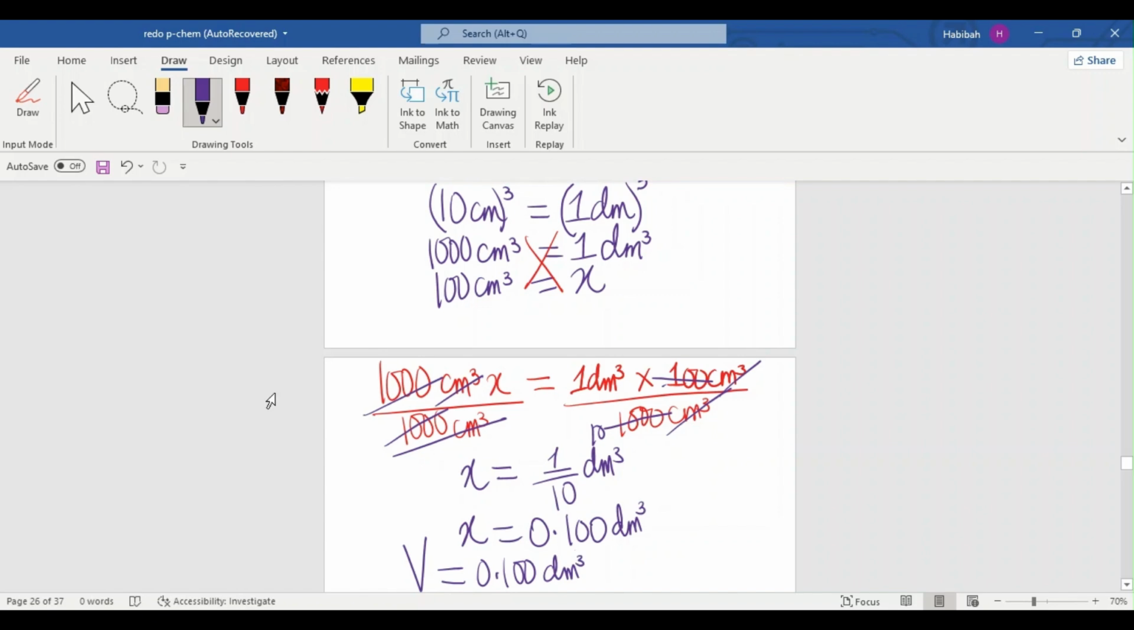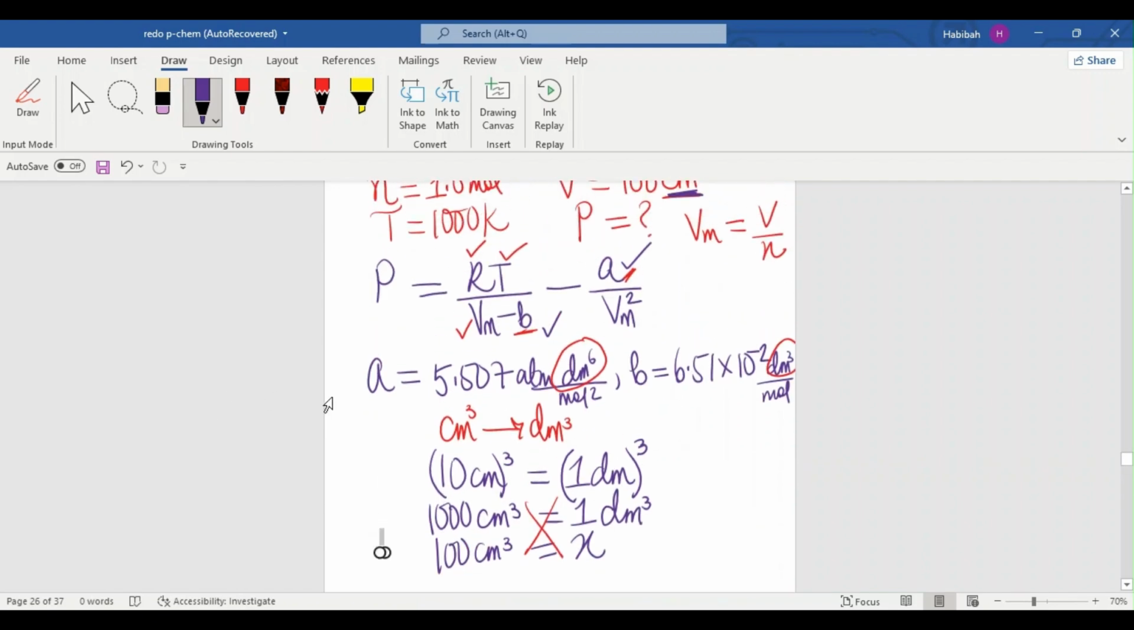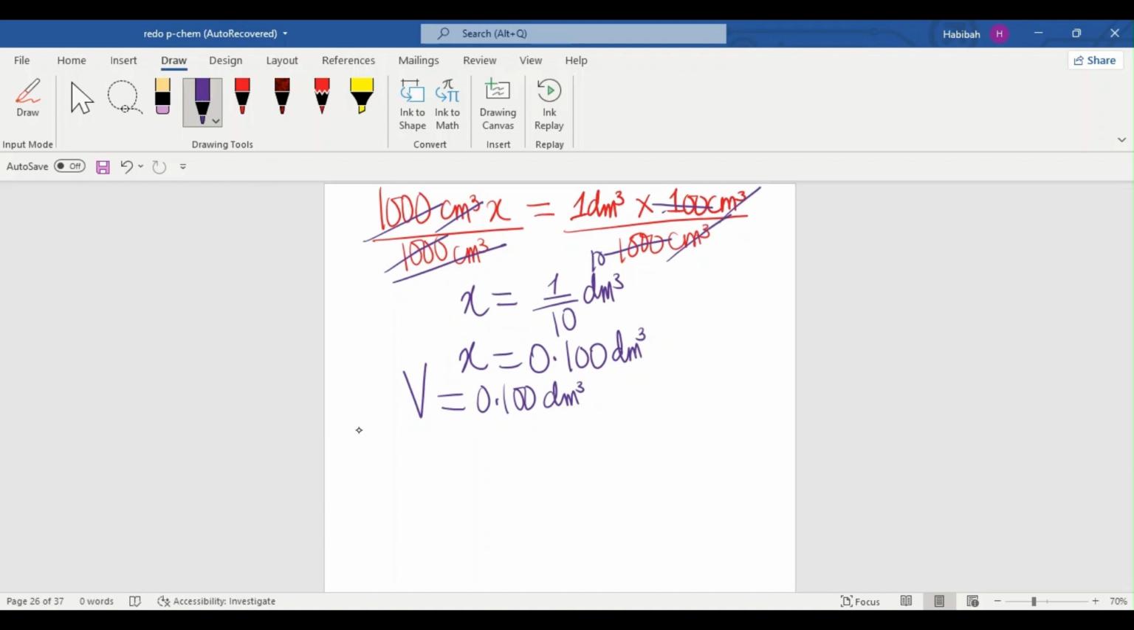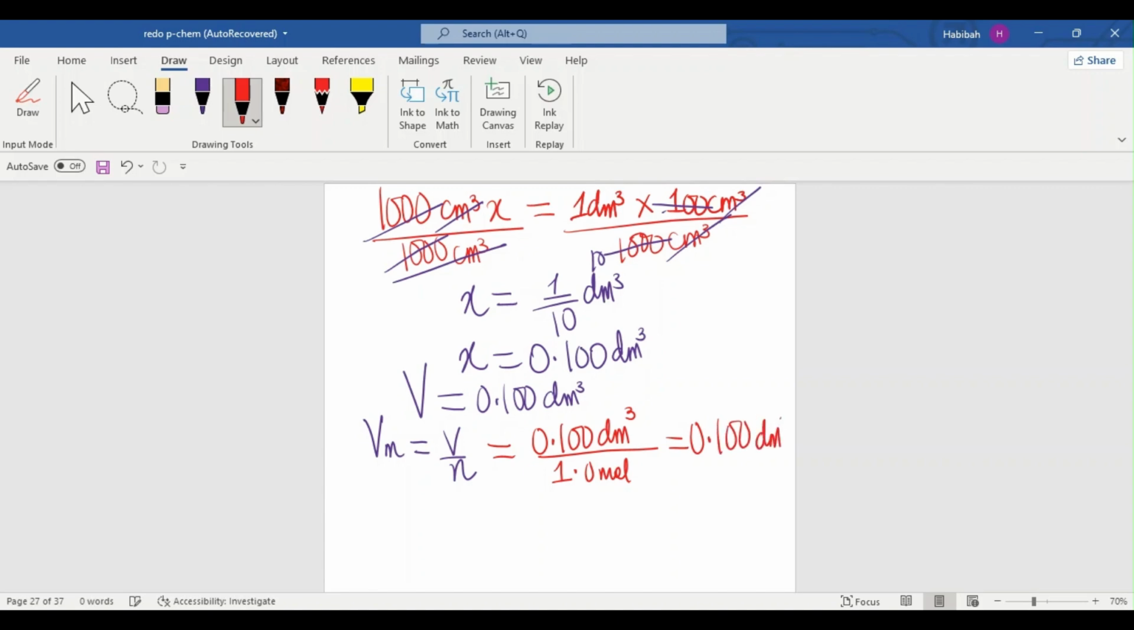So now we have volume. Next thing we have to do is to determine molar volume. Like we've said, molar volume is just simply volume divided by number of moles. So volume will be 0.100 decimeter cube divided by the number of moles, which is 1.0 mole. So what we end up with is 0.100 decimeter cube per mole. So that's it. Now, we've successfully done a lot.